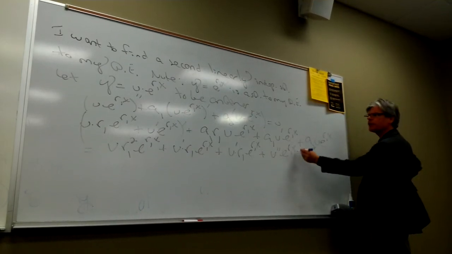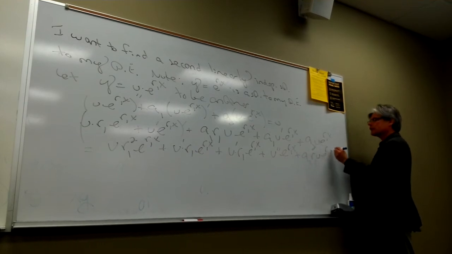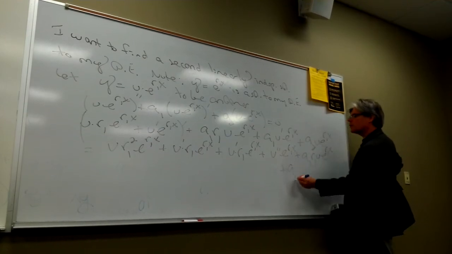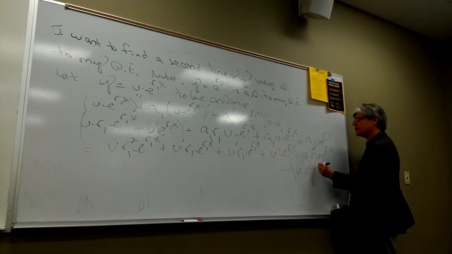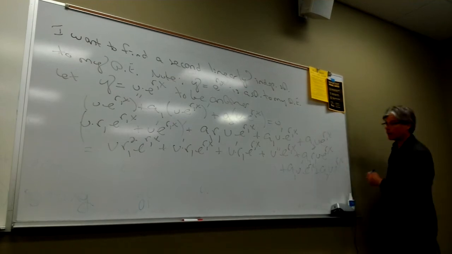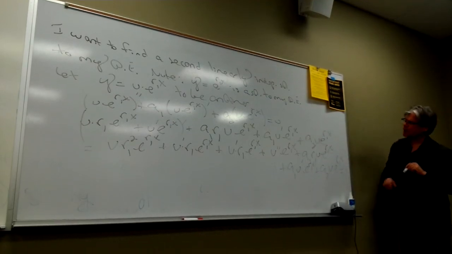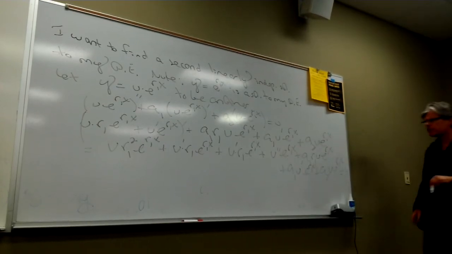Oh, I've got these lingering three terms, don't I? Plus a1 r1 u e to the r1x, plus a1 u prime e to the r1x, and plus a2 u e to the r1x. And all of this is set equal to 0. By the way, you guys, if I look at my previous line, did I forget to say that I've got an equation?